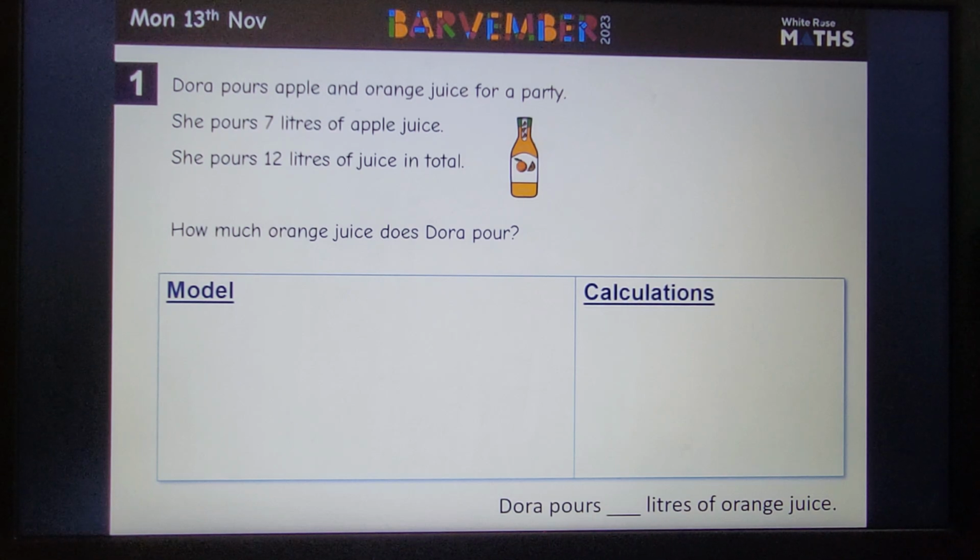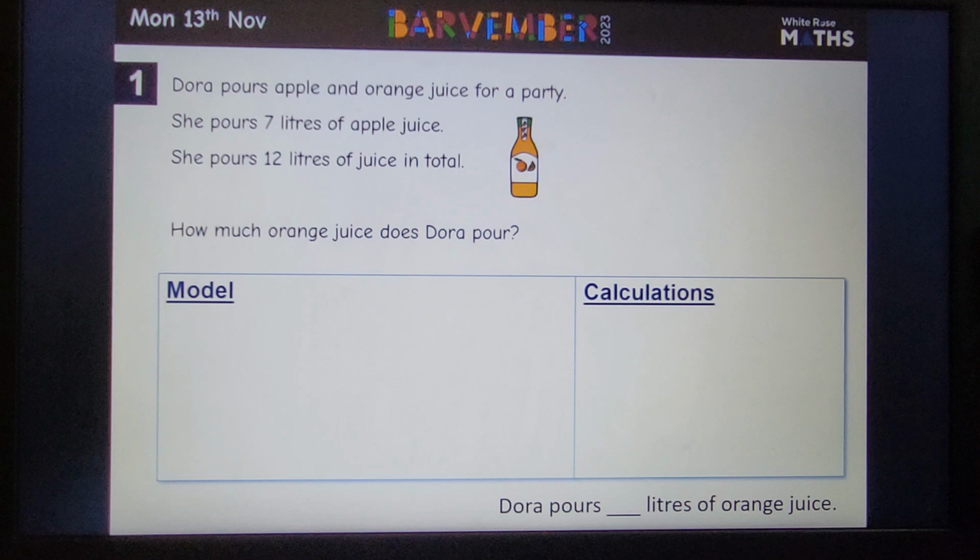This is for primary age children, but you can use the bar model all the way up through to GCSE and beyond. It doesn't do the calculation for you, but it does enable you to put each piece of information down visually in front of you so you can see what you have to do. Okay, so let's show you a couple of examples so you can see what I mean.